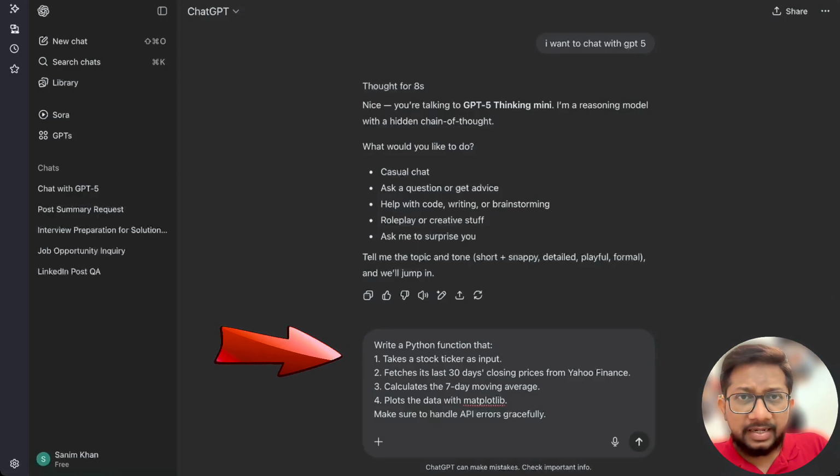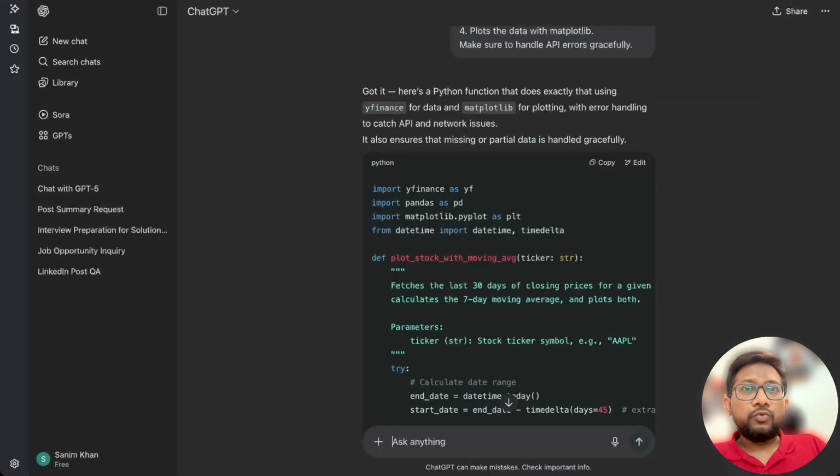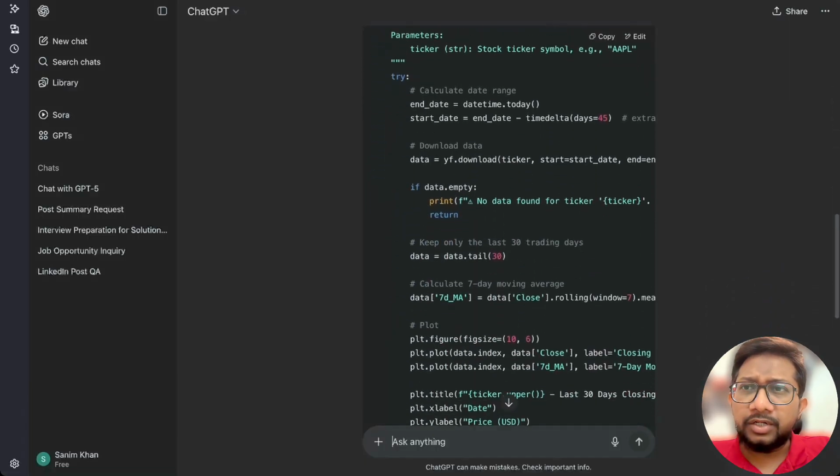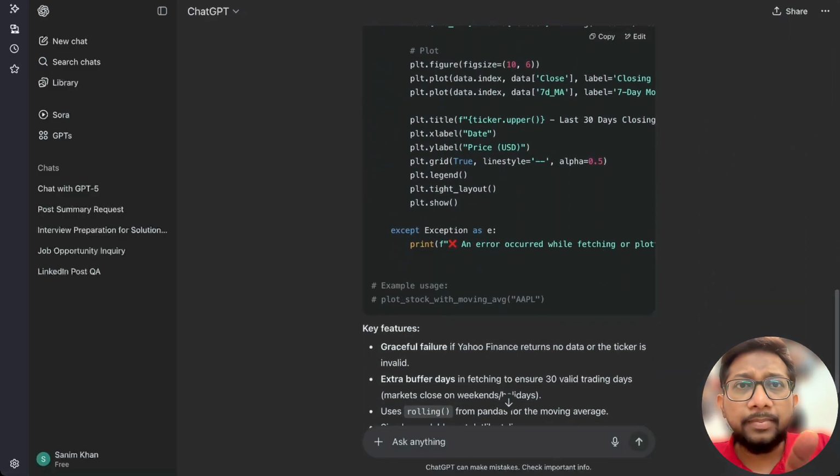I am asking it to create a Python function that fetches stock data for the last 30 trading days and plots a moving average with proper error handling and API failures. And wow, look at this response. It's giving me a complete solution using yfinance and Matplotlib library.